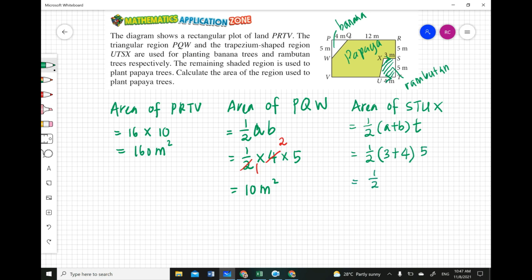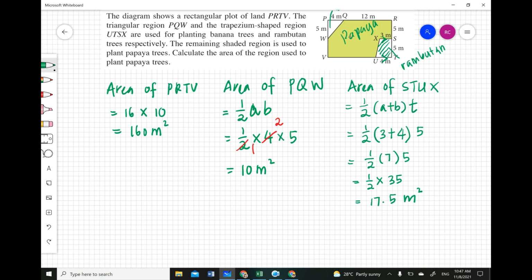3 plus 4 is a 7. And then times 5. So the easier way to solve this will be 7 times 5 is 35. So half of 35 will be 17.5 meters squared. Are you okay?